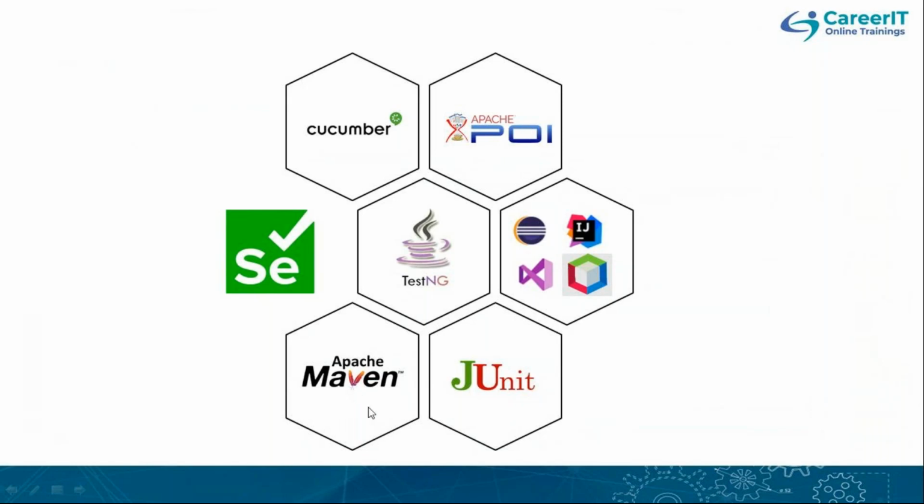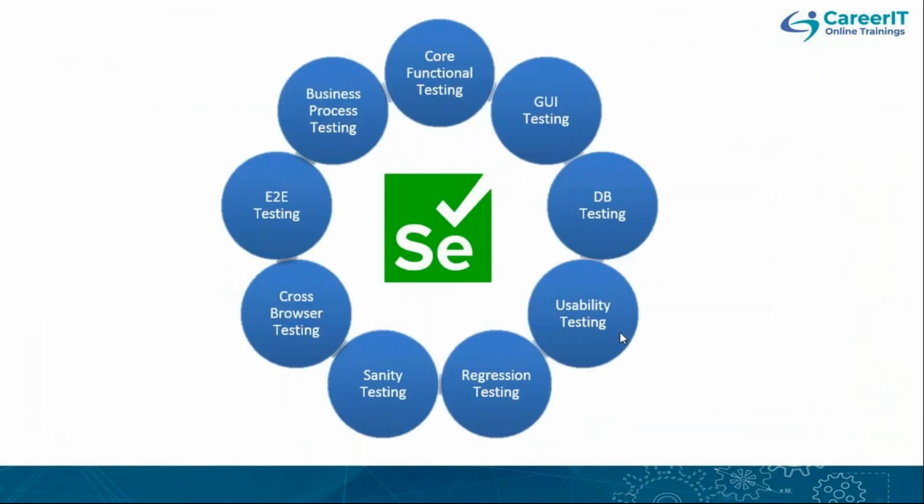And Apache Maven is one of the build tools. Selenium can easily integrate with Maven, and JUnit is another unit testing tool. So Selenium can easily integrate with these tools and get benefits out of it. And Selenium can be used for different levels of testing.